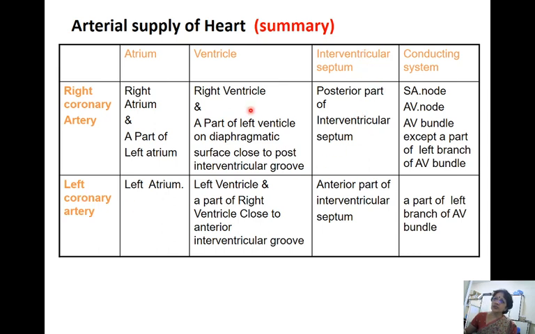Interventricular septum: the posterior part is by the right, the anterior part by the left. The posterior one-third is by the right. The conducting system is almost entirely by the right coronary, with only a little bit, the left branch, by the left. All the other parts, the main nodes and the main bundle, are by the right.